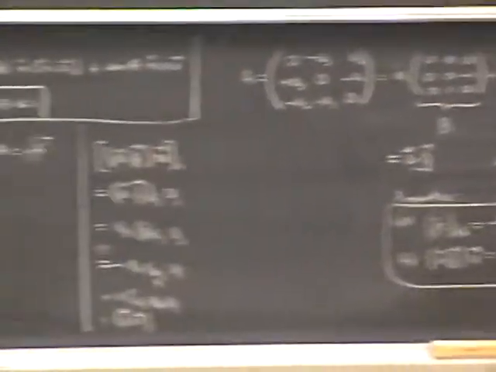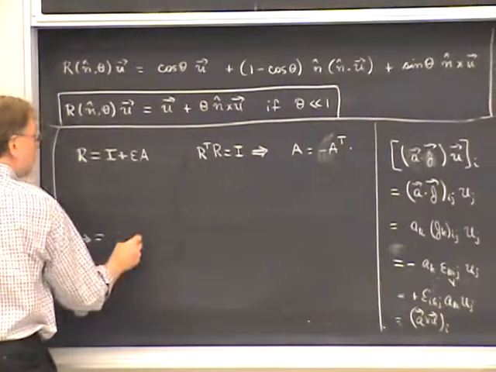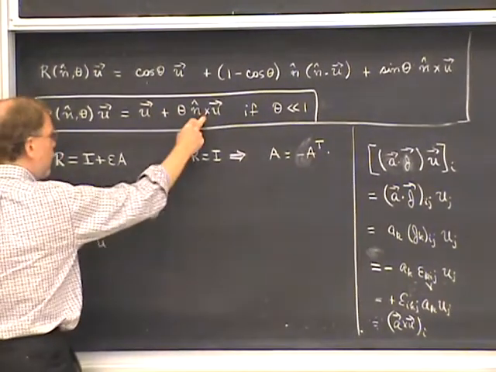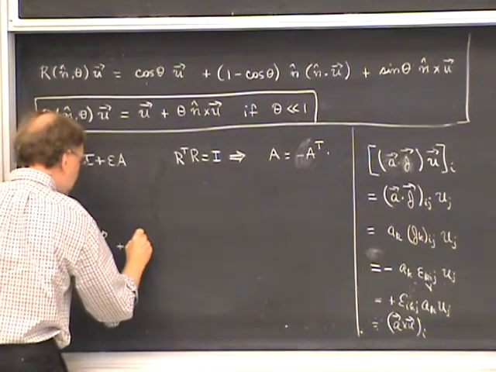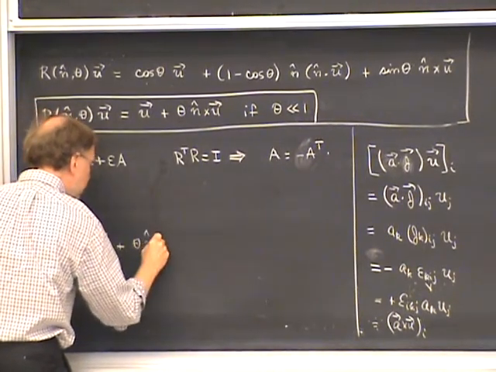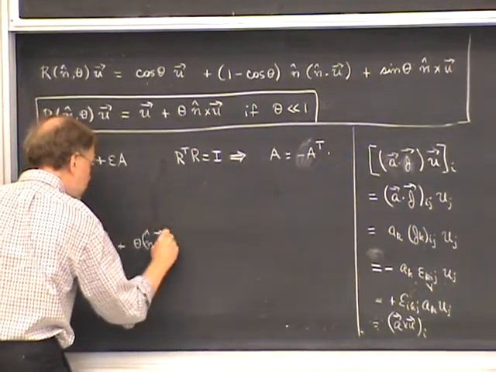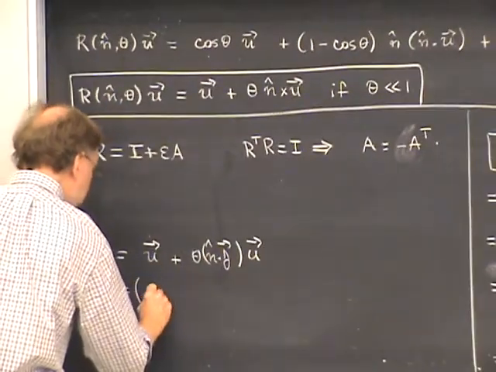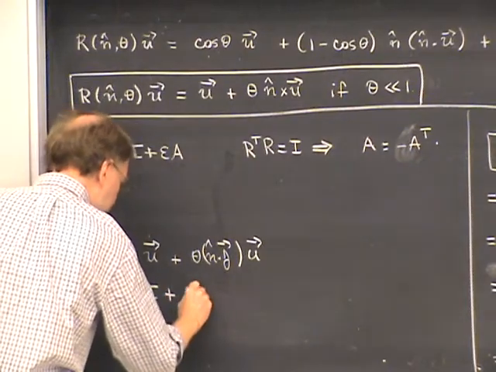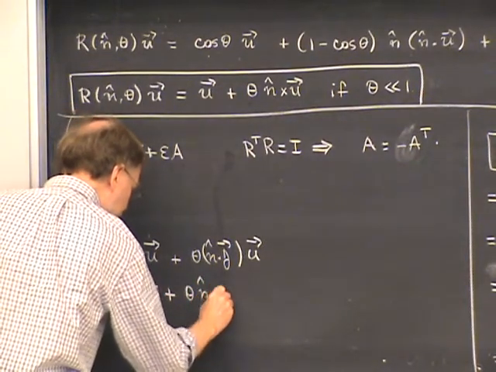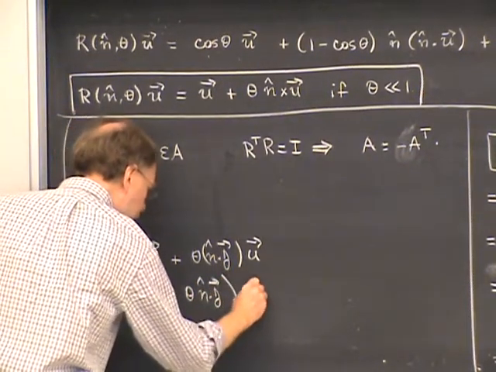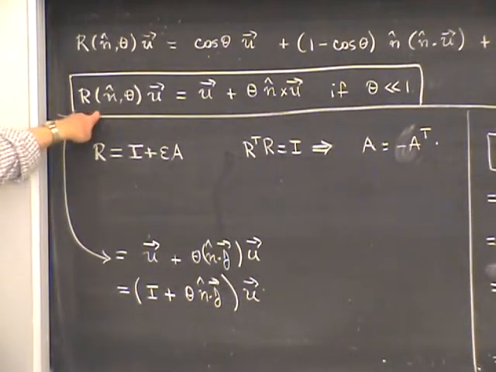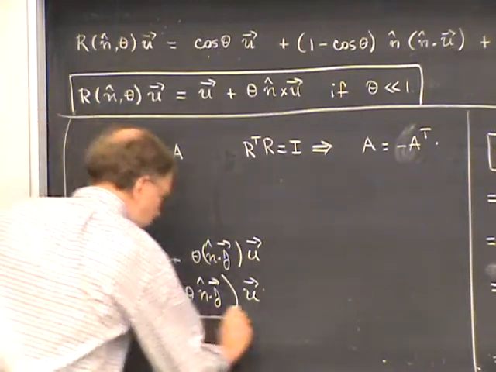So this says that this line, this box here, is equal to, first of all, there's the U, which I'll copy. And then for this cross product, we can write it this way: it's theta times n hat dotted into script J, that's a matrix, multiplying U. This, of course, is the same thing as the identity plus theta times n hat dotted into J, the whole thing multiplying U.